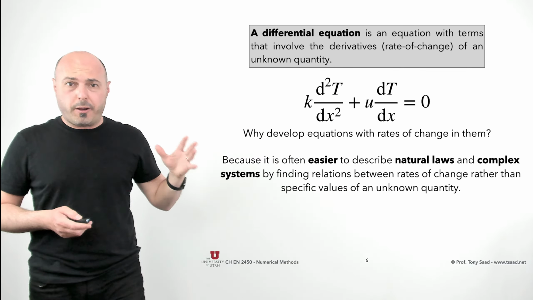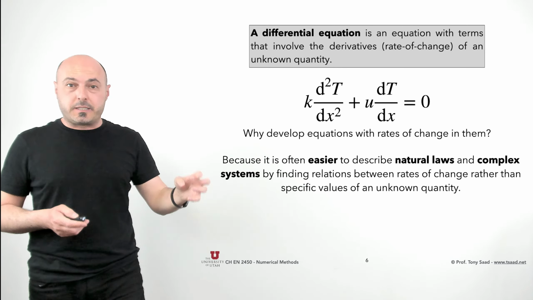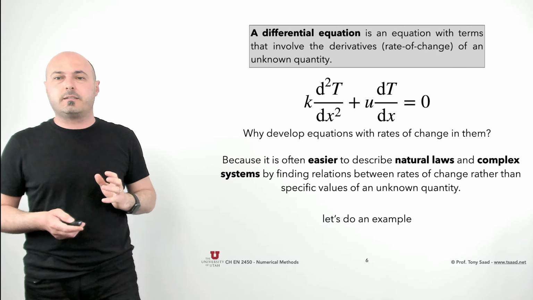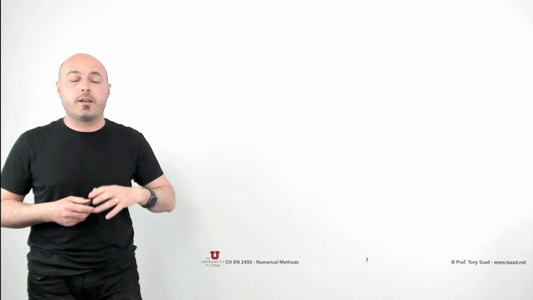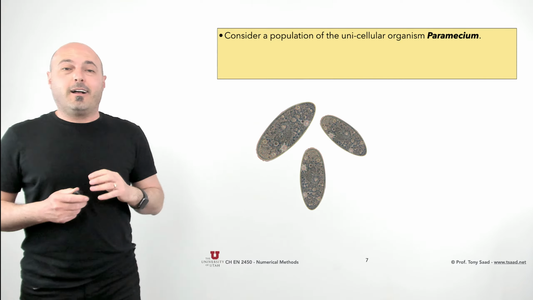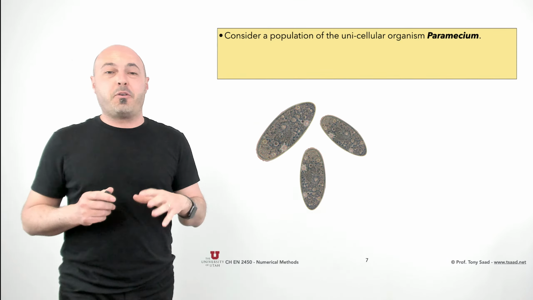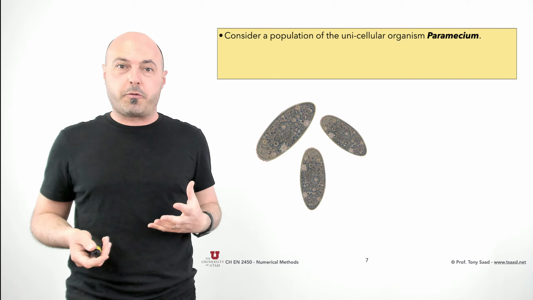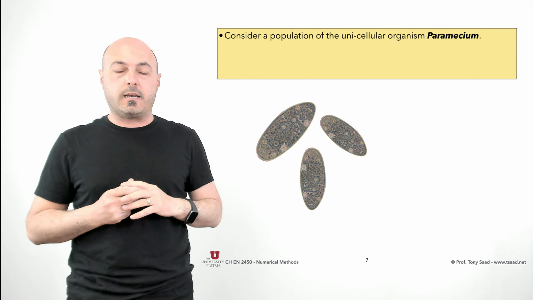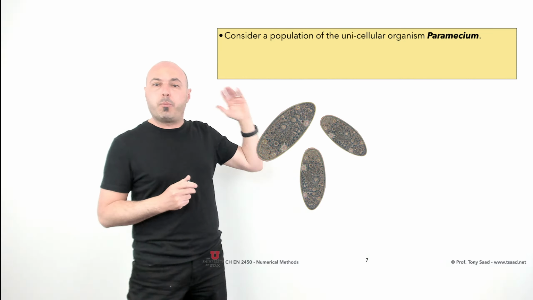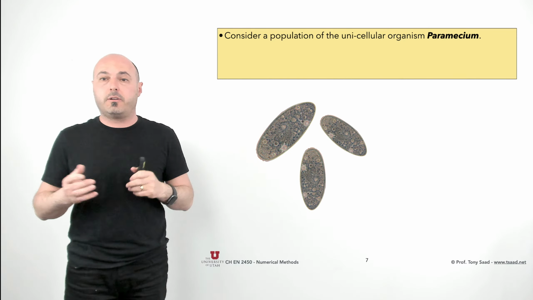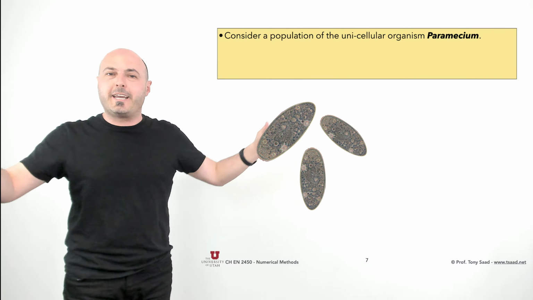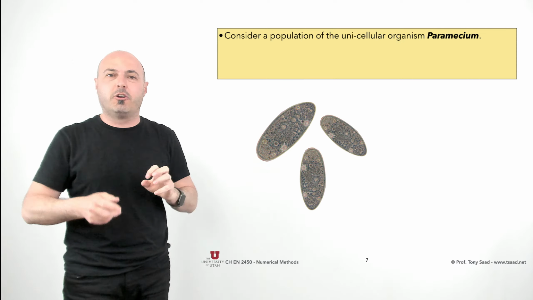Now, I'm going to guide you through an example specifically to show you that it's easier to deal with rates of change rather than quantities themselves. Okay, let's do this example together. I think the best way to teach ordinary differential equations is through population growth models, because those are very intuitive to understand. So we're going to consider a population of unicellular organisms called paramecium. These organisms just keep splitting in half, very basic cellular division.